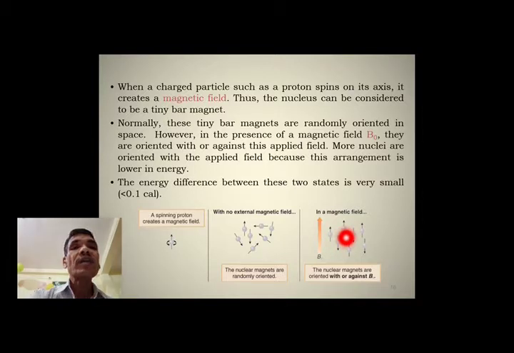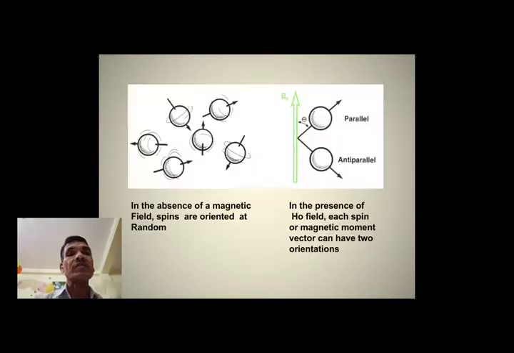That means every nucleus or every bar magnet generates two states. One is the high energy state and another is the low energy state. The low energy state is designated by alpha, having spin quantum number I equal to +1/2, while the nucleus which orients against the externally applied magnetic field has the spin quantum number -1/2 and is denoted by the symbol beta, which is the high energy state.